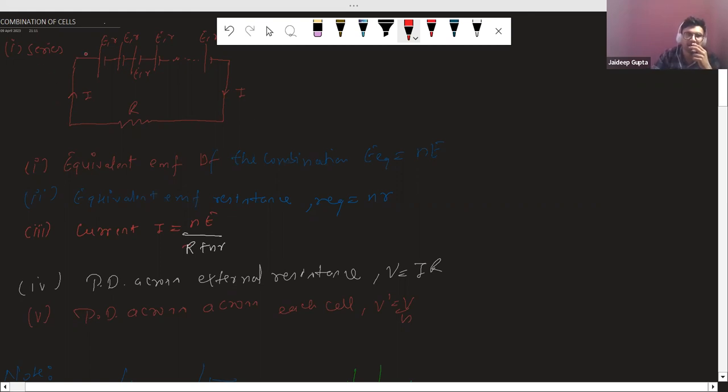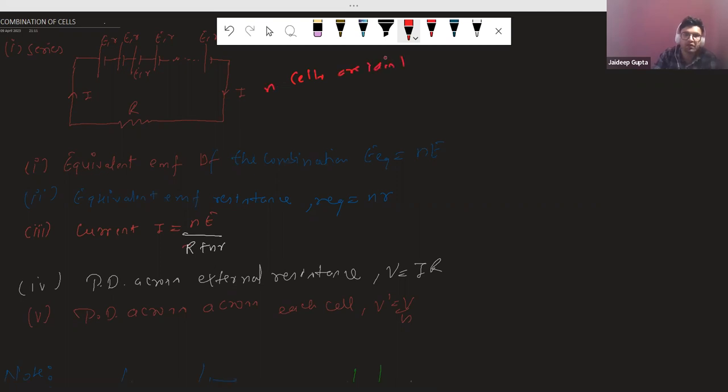So in series, let there be n number of cells, and these n cells are identical. These are identical cells having EMF E and internal resistance r. So let it be n number of cells connected in series, each having EMF E and internal resistance r. R is the external resistance.